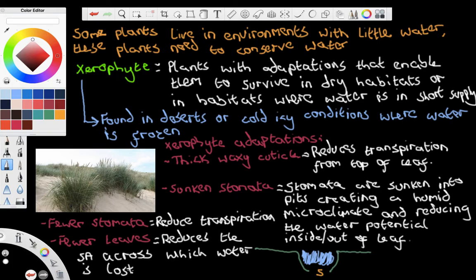Now I have got some more xerophyte adaptations I need to talk about, so I am going to have to refresh the screen. If you haven't got all these notes down yet, please pause the video and get them down, because I'm going to refresh the screen now.